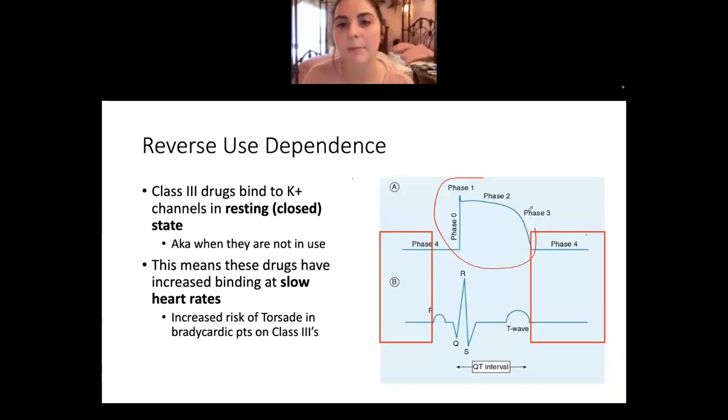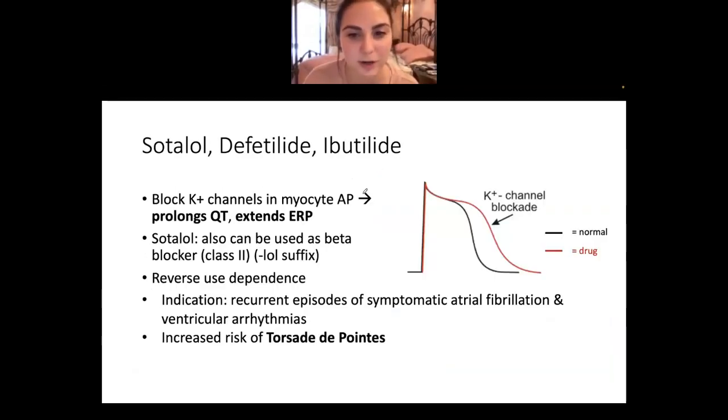Okay, so class 1s bind better at quicker heart rates because they bind this part of the myocyte, this part of the EKG, and then the class 3s bind when the potassium channels are resting, which is during phase 4.